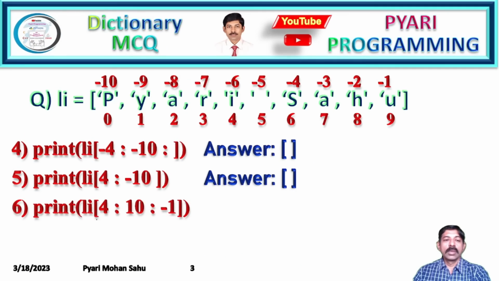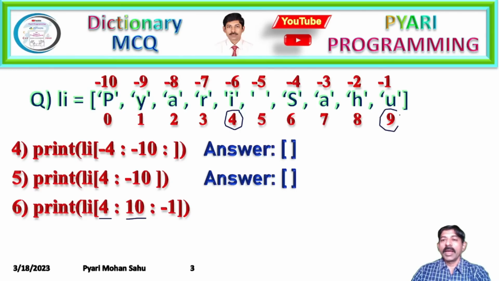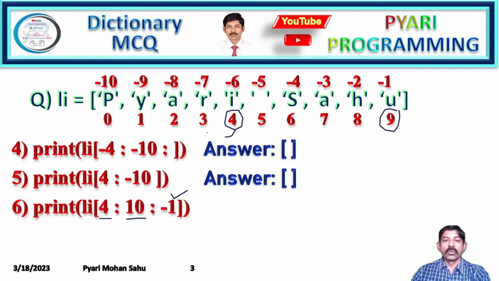Next question. Start is given as 4, so mark the start index position 4. Stop is positive 10, which means I will move up to 9. Now step is given this time, that is minus 1. So 4 minus 1 is 3, and 3 minus 1 is 2.